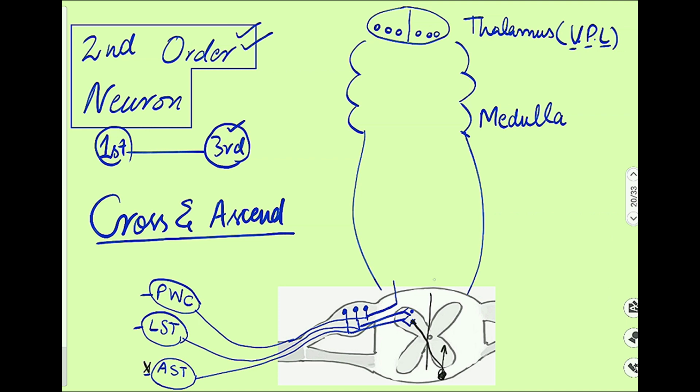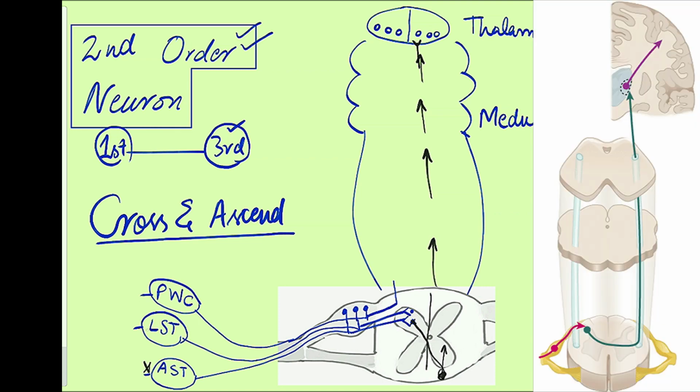From here it will ascend and reach the brainstem. It will cross the brainstem and reach the thalamus, where it will synapse with the third order neuron. Likewise, the lateral spinothalamic tract is very similar. It has its cell body in the dorsal horn of the spinal cord. Now the second order neuron will cross and reach the lateral aspect of the spinal cord white matter, hence its name, lateral spinothalamic tract. From here this second order neuron will ascend and reach the thalamus, where it will synapse with the third order neuron.